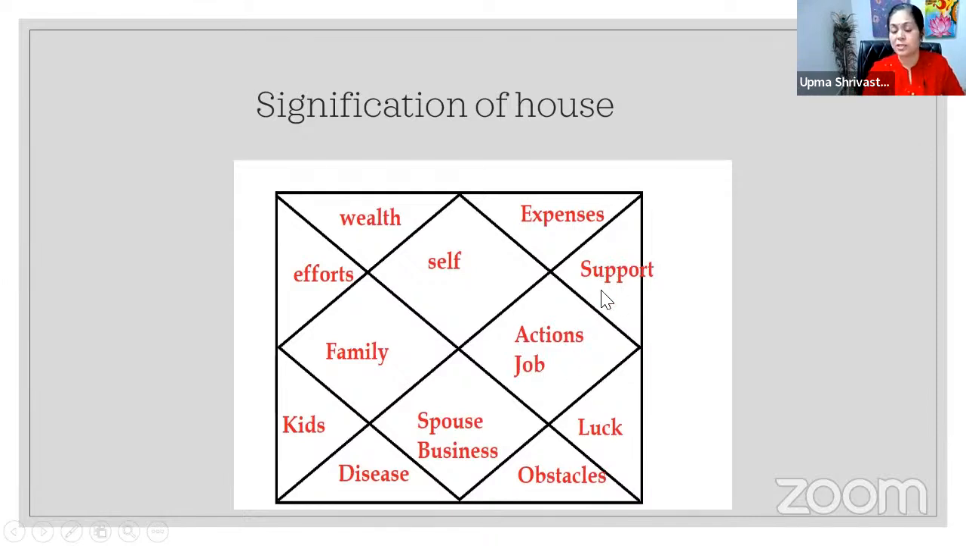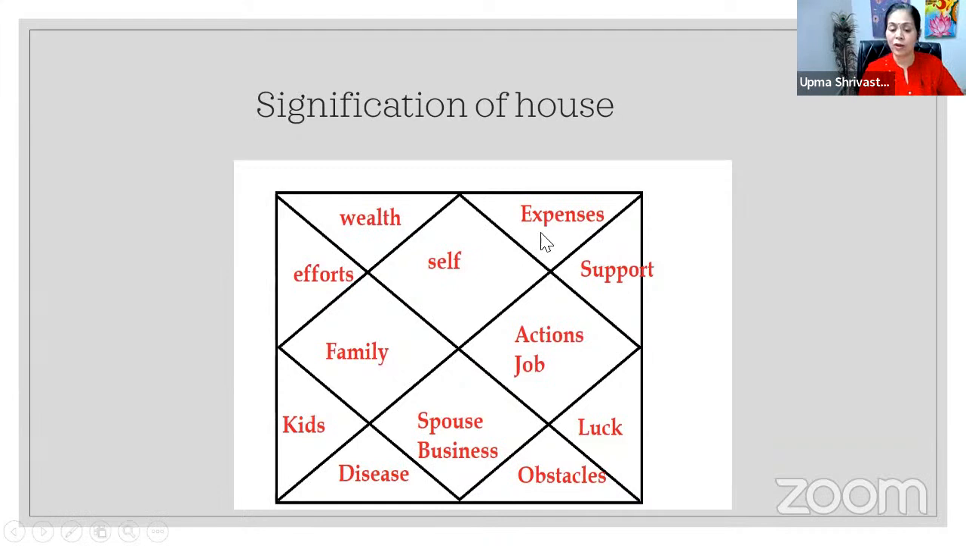The 11th house is the house of support. How much support you will get. And here support means getting support from siblings, team members, and elders. Wherever you look for support, your financial support, your bank balance, gains, profits, all these things we check from the 11th house.